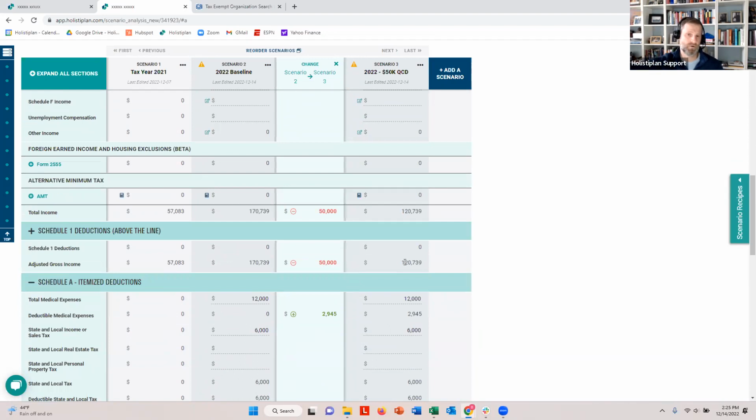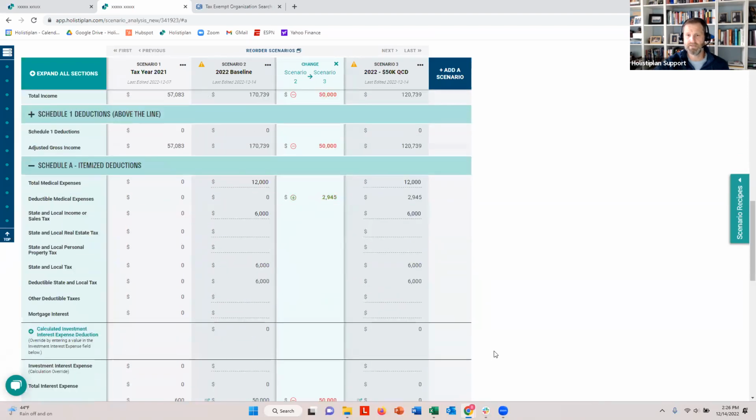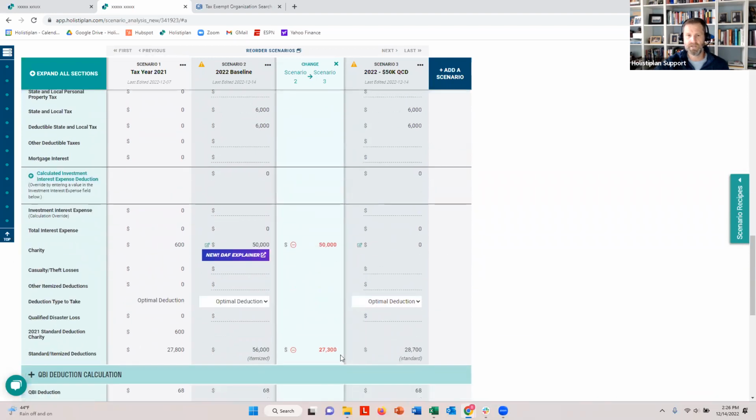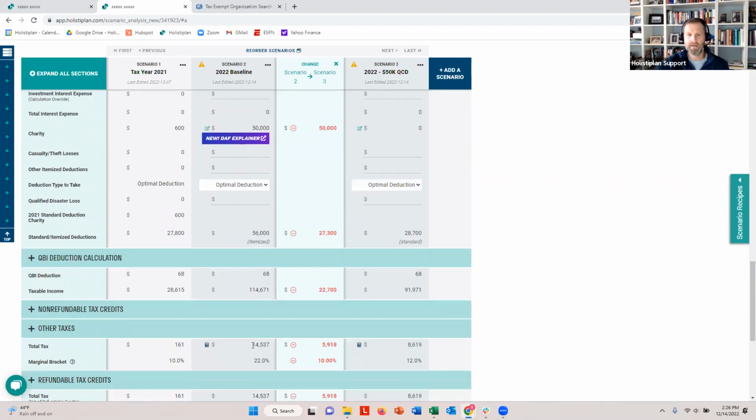So the threshold to get deductible medical expenses on this side, with this particular scenario, this $12,000 of medical expenses is not even deductible with my baseline because my AGI is too high. But by bringing my AGI down, I actually now have some deductible medical expenses. Now, it's not going to matter all that much because I'm still not itemizing over here and I'm itemizing over here.